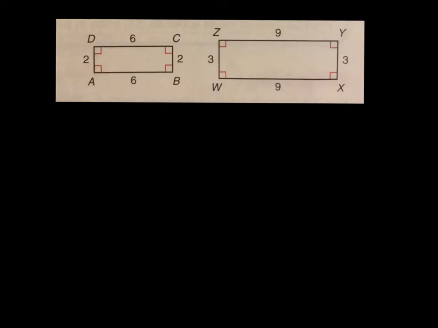Here we have similar figures. They are the same shape. You can see that they're both rectangles. And their corresponding angles are congruent. They have the same angles in the same spots. So we can say that the shape ABCD is similar or congruent to the shape WXYZ.